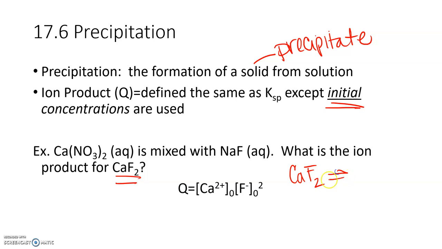If you weren't able to recognize that in the formula, remember that you can just write the equilibrium expression, and any coefficients become powers in your exponents in your equilibrium or your Q expression. The only difference when you're using the ion product expression is that you need to include these little zeros after each concentration to denote that you are looking at your initial concentrations and not the equilibrium concentrations.